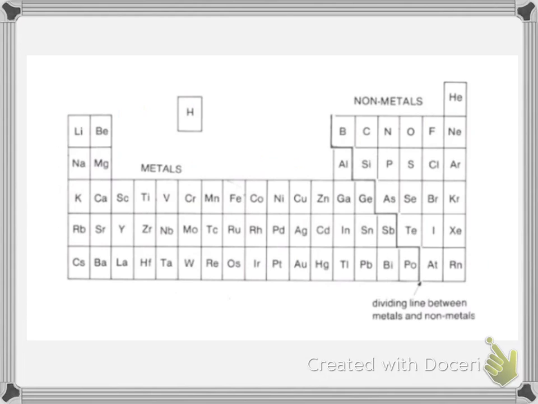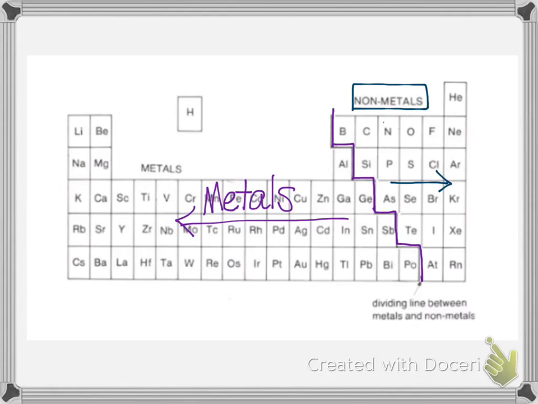Now, all this talk about the periodic table, let's look at it. Here's this zigzag line. You're going to find to the left you have metals. To the right you have nonmetals. Also up here, hydrogen is also a nonmetal. Even though it's found to the left of the periodic table, it's the exception to the rule.